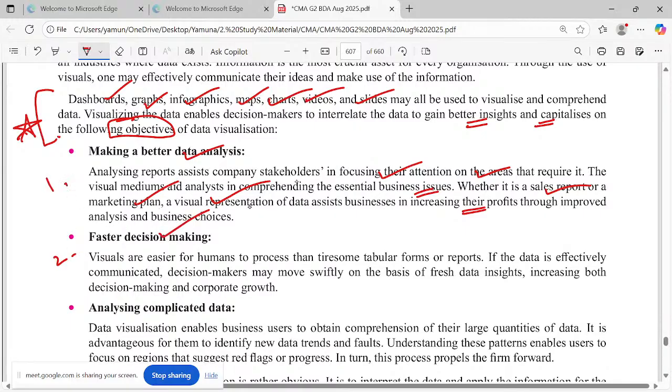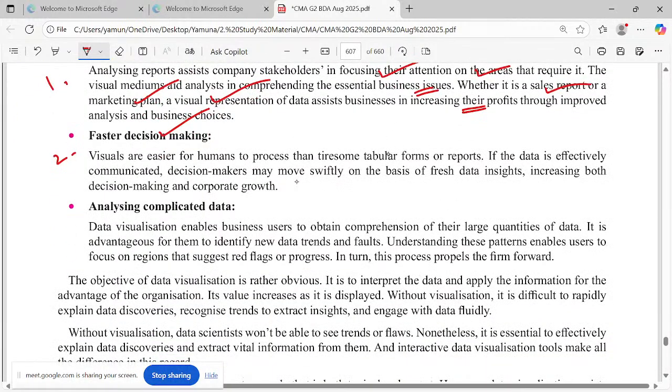Second one, faster decision making. Instead of tabular forms and reports, when you go for dashboards and other things, it will be easy for you to understand what's actually happening, whether there's an increase or a decrease. Third one, it is easy for him to analyze complicated data also.